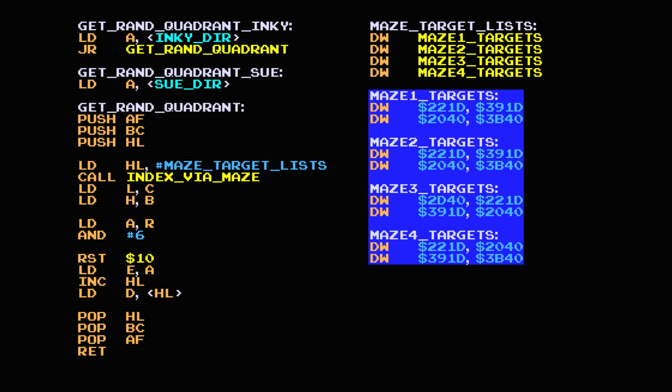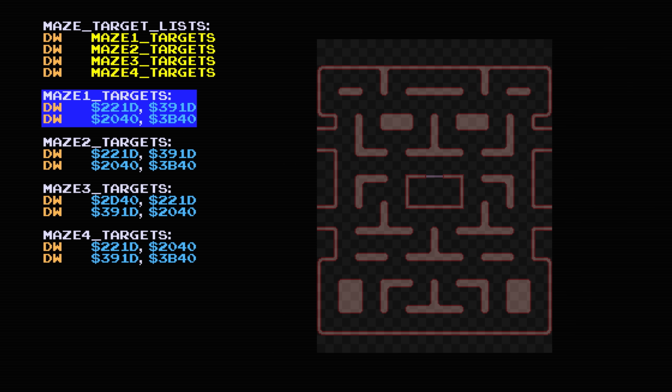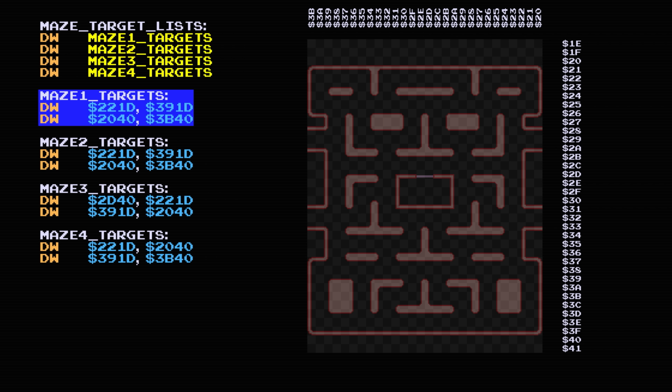Over here we have 4 tables that consist of 4 coordinates. One set of coordinates corresponds to each of the 4 different mazes. This entire function will ultimately randomly select one of the 4 coordinates in this list, based on the current maze. This means that each of the 4 mazes has 4 different coordinates that can be selected for the random ghost movement. For the first maze, the 4 coordinates just happen to coincide with the 4 target tiles for the 4 ghosts' scatter mode targets from Pac-Man.